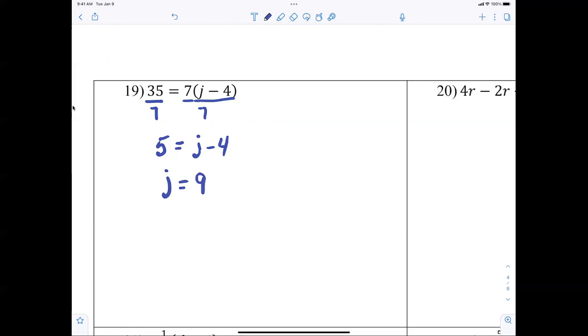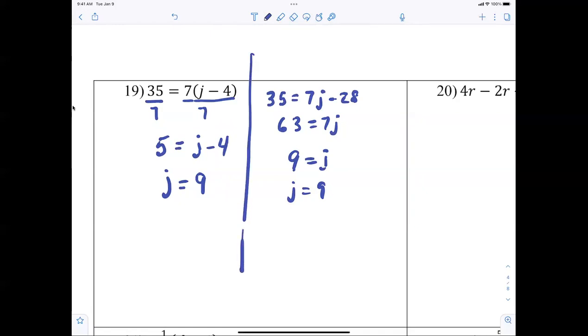If I went ahead and distributed, I want to show everybody something. That would just be 7J minus 28. Then when I add, I would get 63 equals 7J. And then when I divide, 9 equals J. Does everybody agree it's the same thing? All right, same thing. It doesn't matter, but I like the shortcuts if I can.